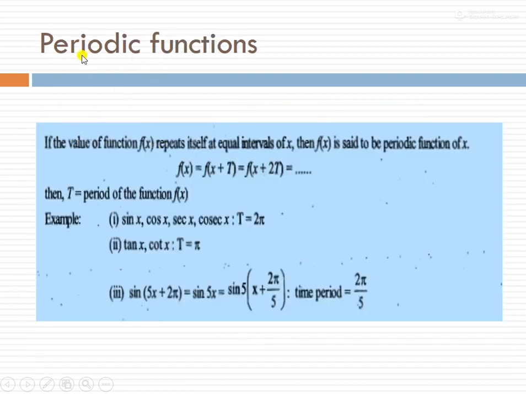Before that, we have to know what a periodic function is. If the value of a function f of x repeats itself at equal intervals of x, then f of x is said to be a periodic function of x. That is, f of x equals f of x plus T equals f of x plus 2T equals f of x plus 3T, etc., where T is the period of the function f of x. Examples: sin x, cos x, sec x, cosec x, with period equal to 2 pi.